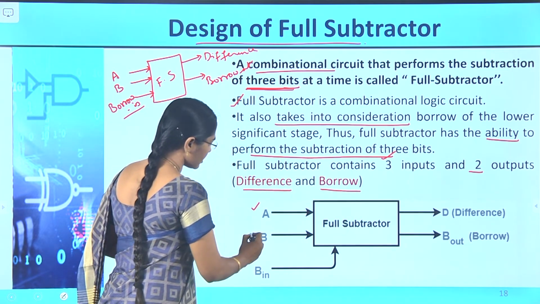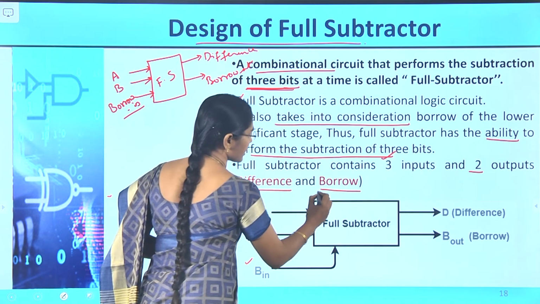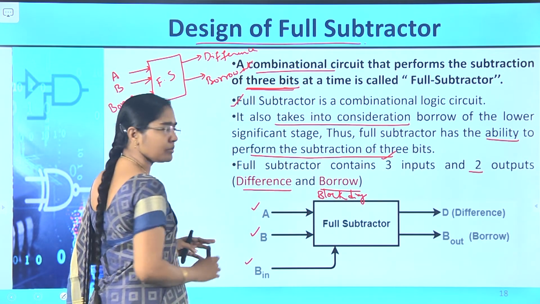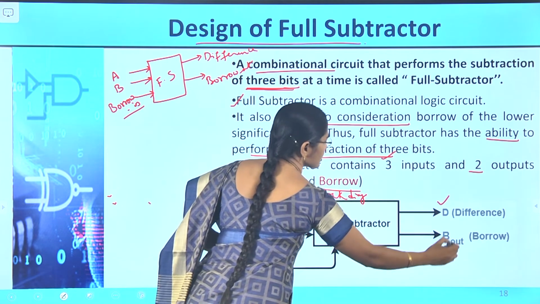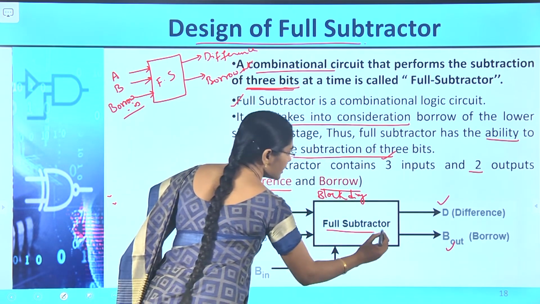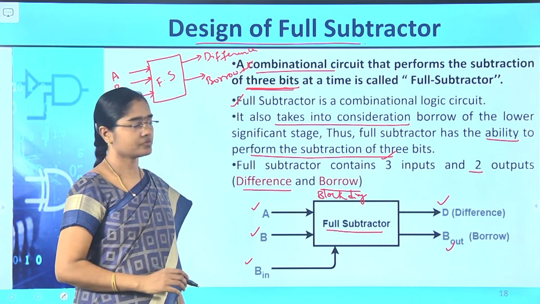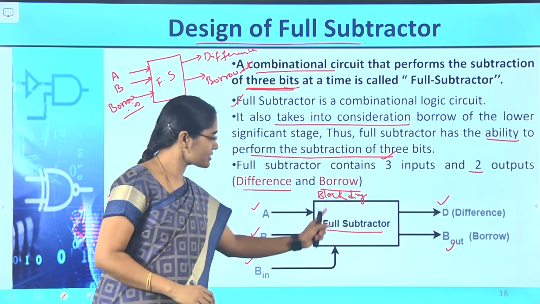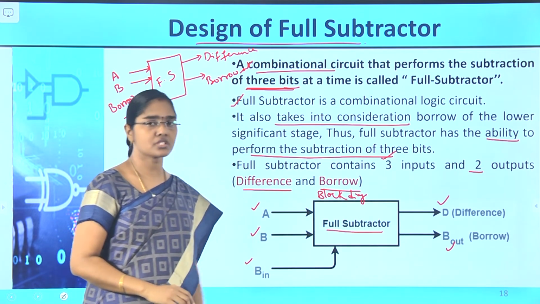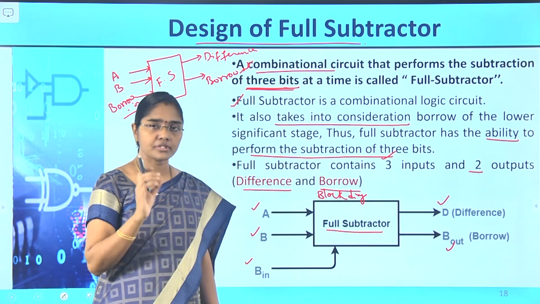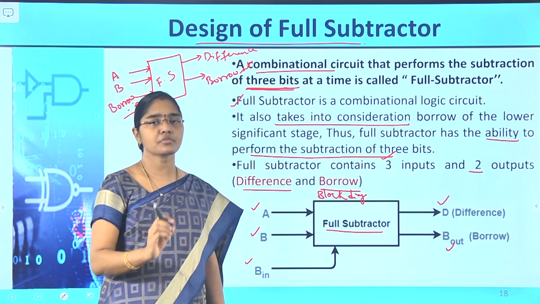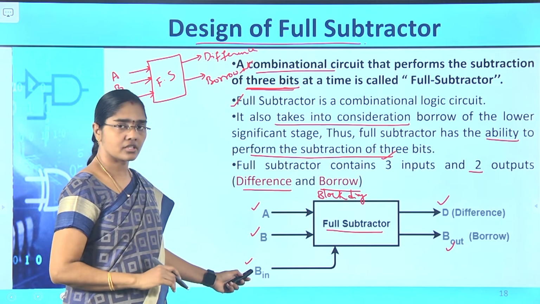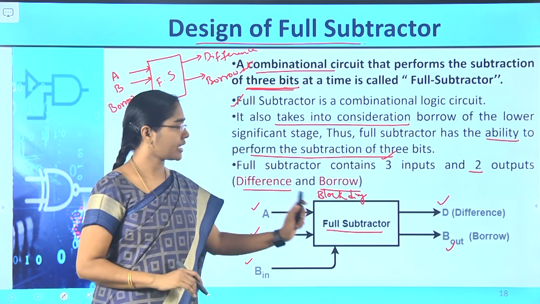Its block diagram representation is this. In the block diagram or symbol, there are 3 inputs A, B, B in and 2 outputs, difference and borrow out, and inside the box the full subtractor is written. So the block diagram or symbol for the full subtractor is one box with 3 inputs and 2 outputs. The full subtractor is a combinational circuit which performs 3-bit subtraction.